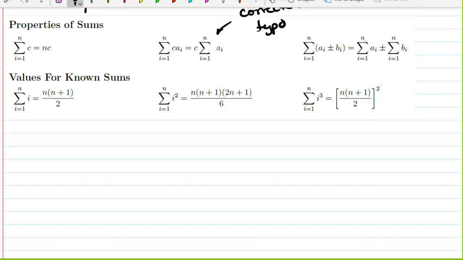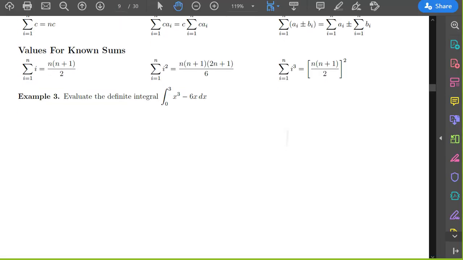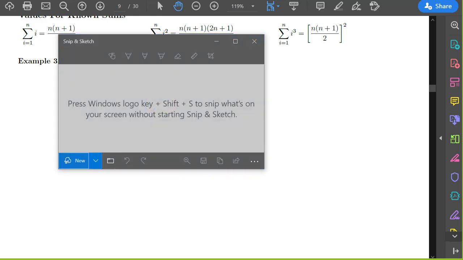All right, and then lastly, we have some known values for sums. So the sum as i goes from 1 to n of i is equal to n times n plus 1 over 2. The sum of the squares of the first n integers is given by the formula n times n plus 1 times 2n plus 1 over 6. And the sum of the cubes of the first n integers is n times n plus 1 over 2, the whole quantity squared. All right.